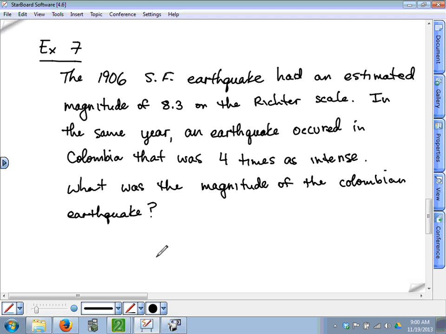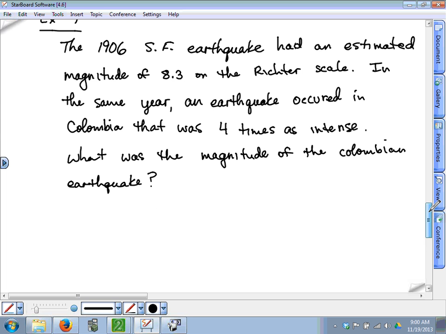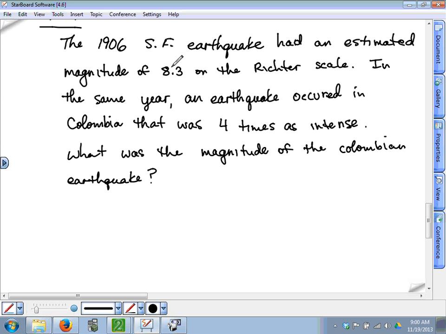These are done in kind of a peculiar way, but the more you do with these, you do it the same time every time. It's just you got to get used to how this is done. We already know some initial information that San Francisco had one that measured 8.3.